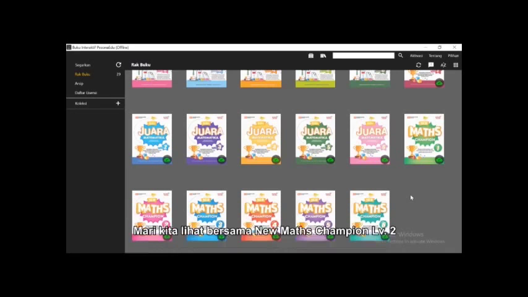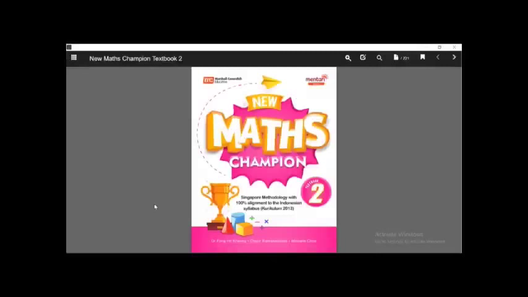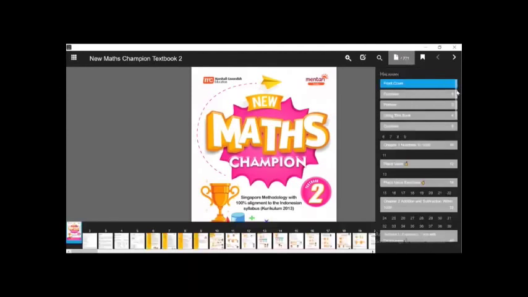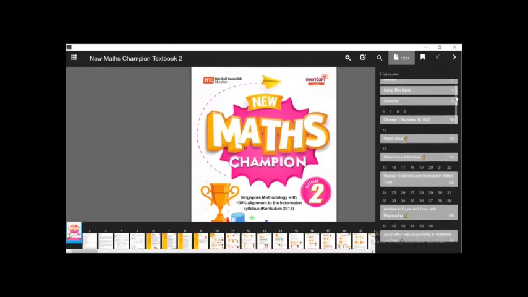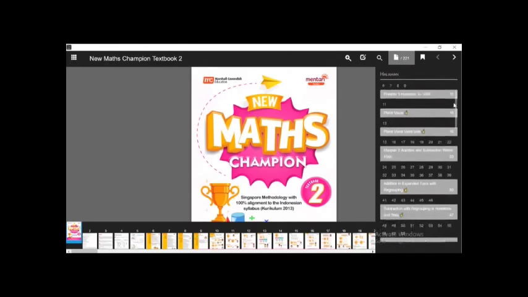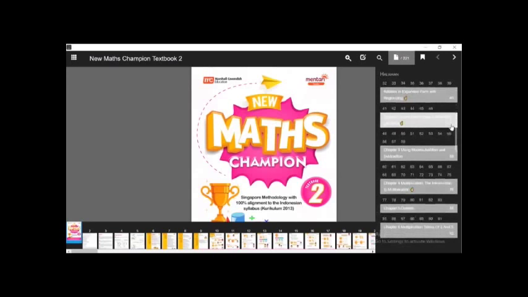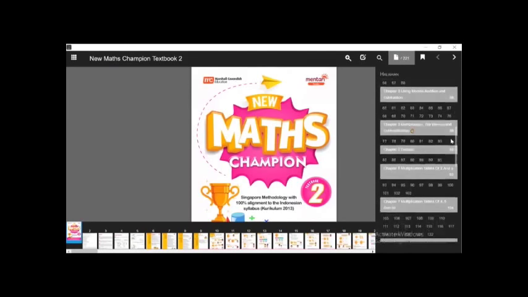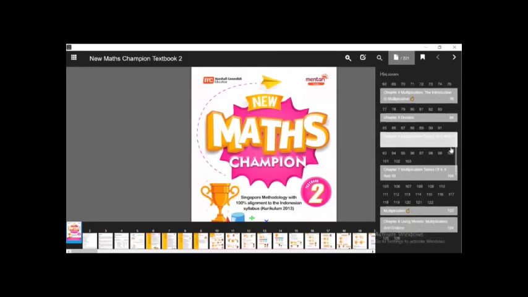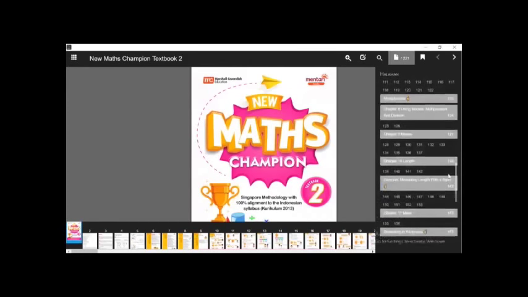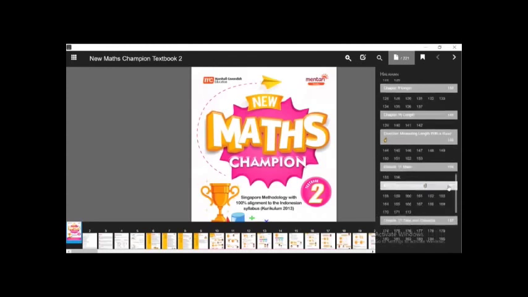Let's have a look at the New Math Champion level 2. And this is the page of New Math Champion 2. And let's see the contents in primary 2. The students will learn about numbers to 1000, and then addition and subtraction using models, addition and subtraction, and also multiplication, division, money, length, and I think allow us to show you chapter 11, which is about mass.